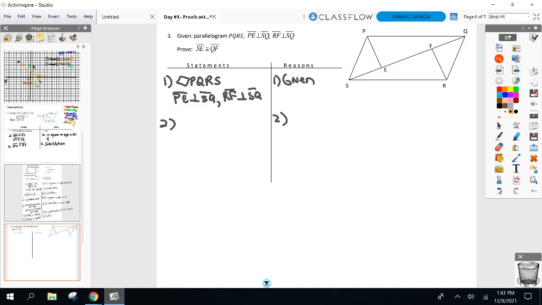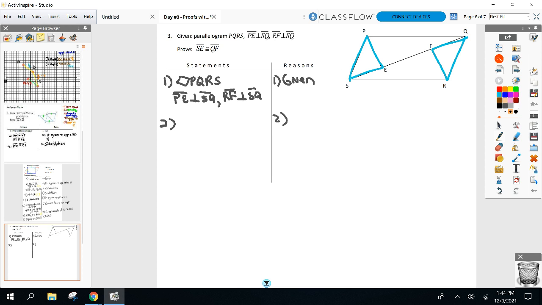18. Which two triangles contain SE and QF as full sides? Did you say 18? I did say 18. Triangle SPE and RFQ. Say that one more time. Triangle SPE. Okay, got it. And RFQ. Got it. Got to prove those two.